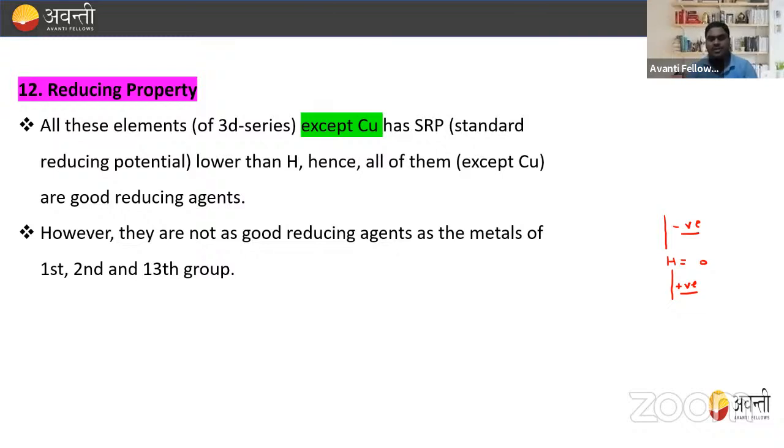However, they are not as good reducing agents as the metals of the first, second, and 13th groups, right? Remember this: they are not as good reducing agents as the metals of the first, second, and 13th group, like sodium, magnesium, and aluminum.